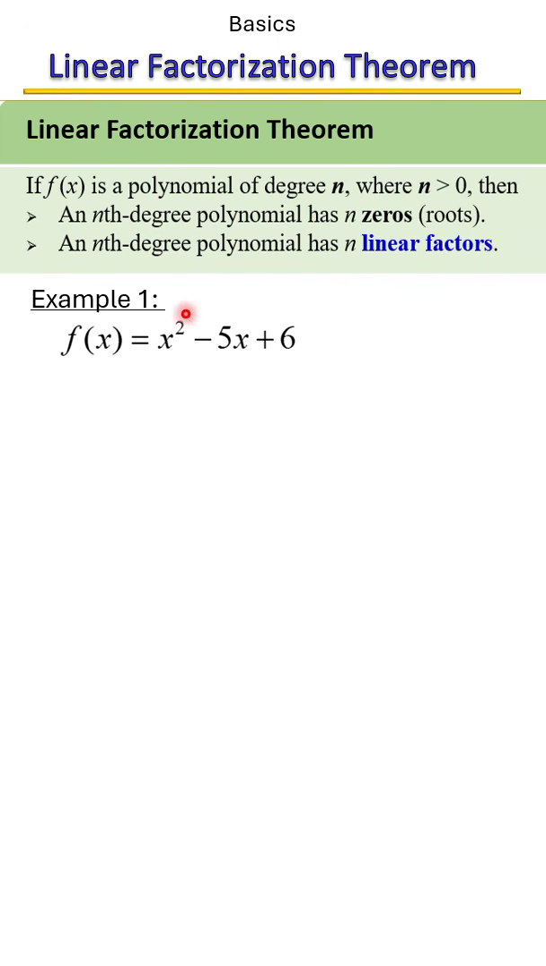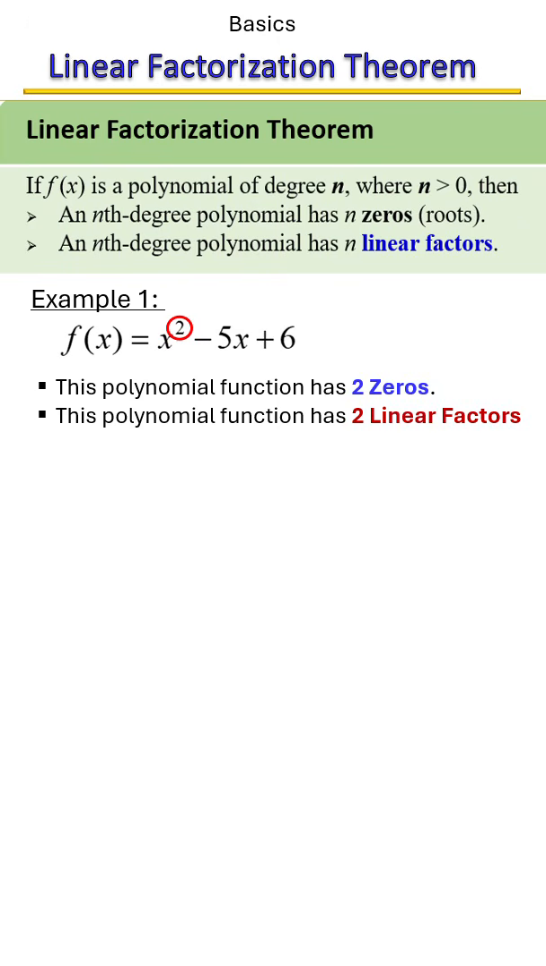So this exponent has a 2. This is an exponent of 1. We don't write it, but we know it's there. So 2 is greater, so that means that this is a second degree polynomial, which means that you're going to have 2 zeros and 2 linear factors.